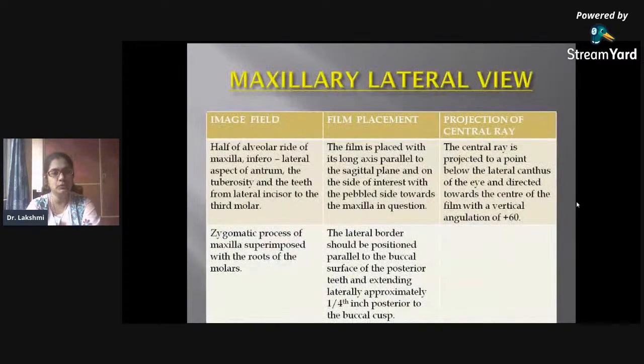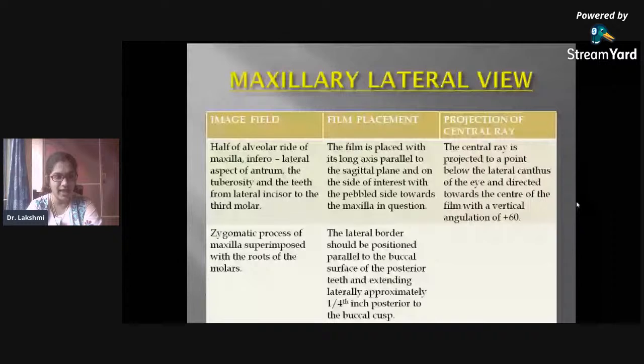Maxillary lateral view. Image field: half of the alveolar ridge of the maxilla, the inferolateral aspect of the antrum, the tuberosity and the teeth from the lateral incisor to the third molar, then the zygomatic process of the maxilla superimposed with the roots of the molars.